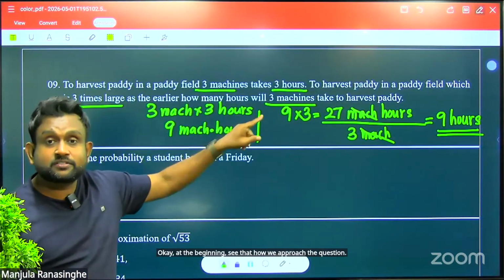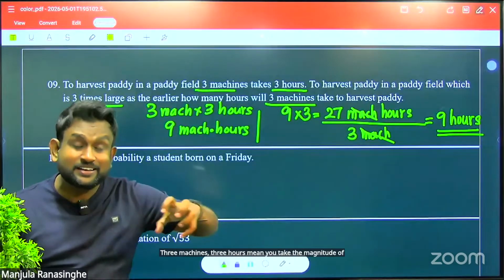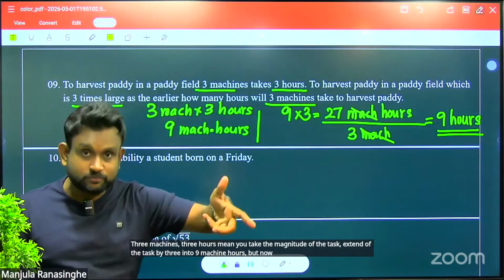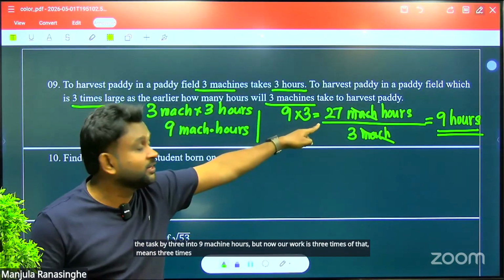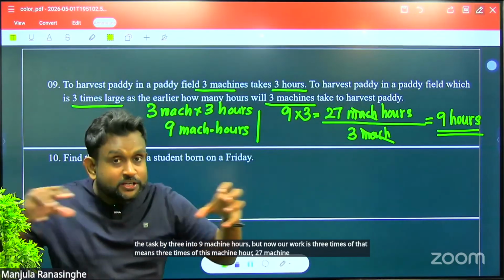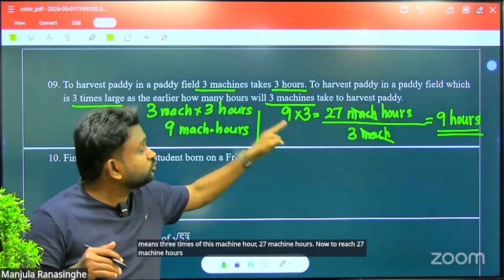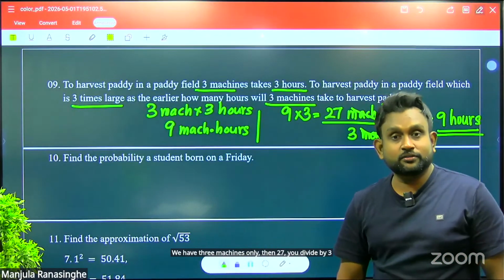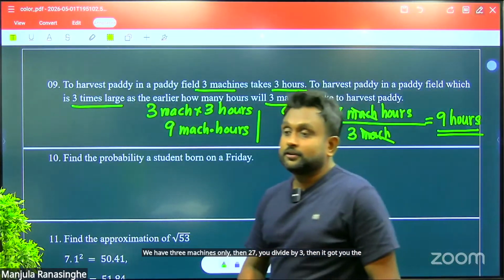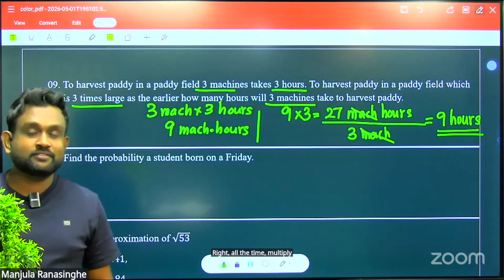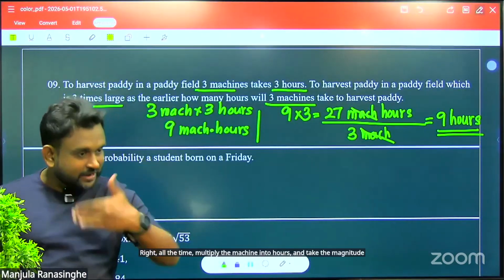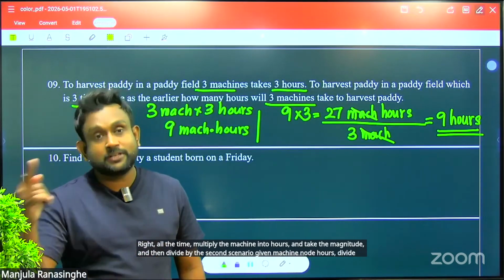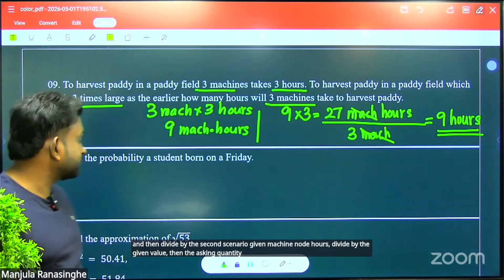3 machines, 3 hours means you take the magnitude of the task by 3 into 3, 9 machine hours. But now our work is 3 times of that, means 3 times of this machine hour, 27 machine hours. Now to reach 27 machine hours, we have 3 machines only, then you divide 27 by 3, then you get 9 hours. Right, all the time multiply the machines into hours and take the magnitude, and then divide by the second scenario's given machine count or hours, divide by the given value, then the asked quantity is obtained.